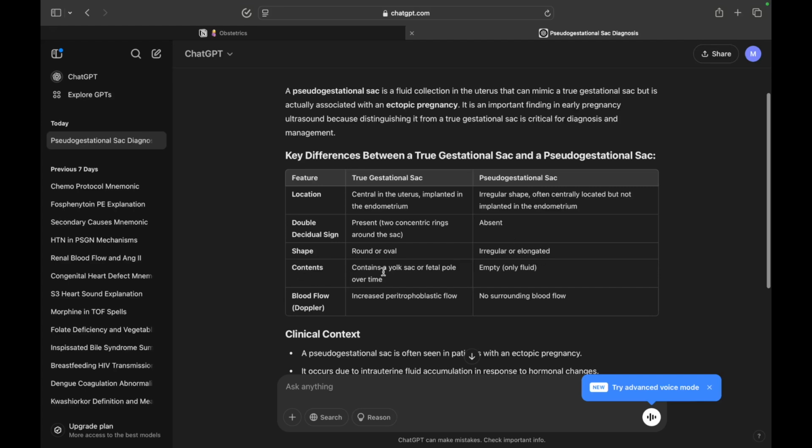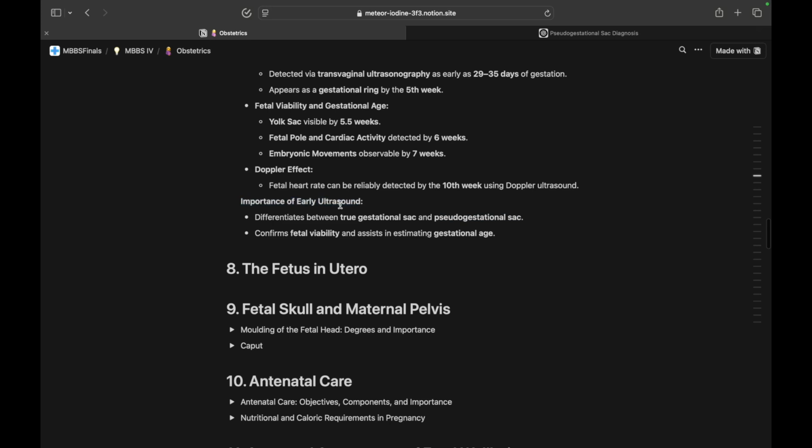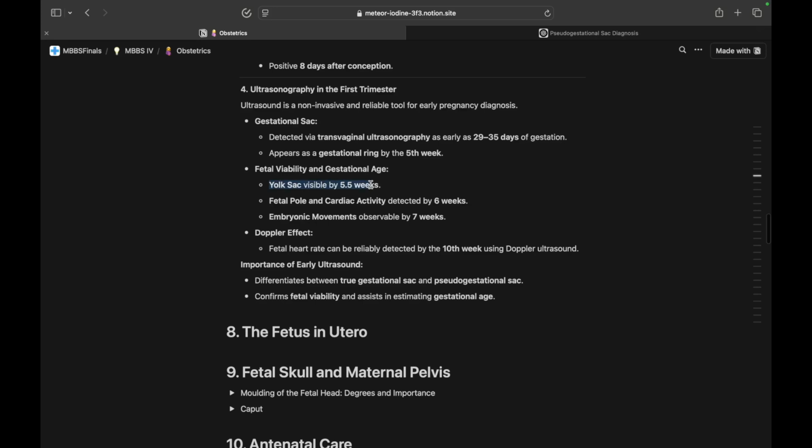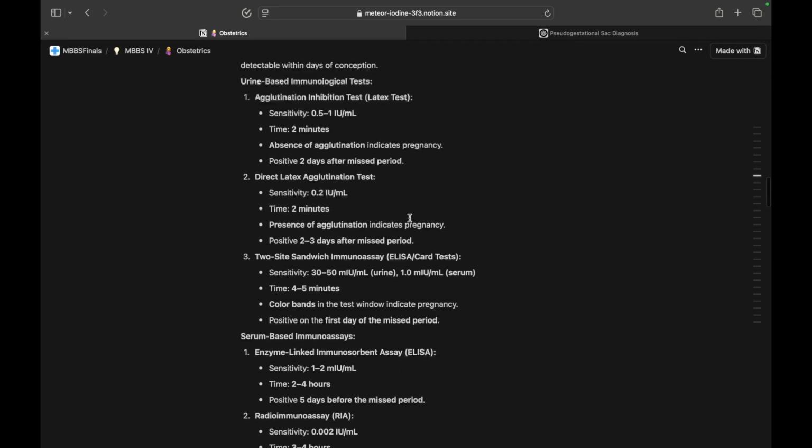Shape is irregular. Contents: it is totally empty, whereas a true gestational sac contains a yolk sac and fetal pole. And on blood flow using Doppler, there is no surrounding blood flow here, whereas here there is blood flow. So that is the importance of ultrasound, and it confirms fetal viability using these three things: yolk sac, fetal pole, cardiac activity by 6 weeks, and embryonic movements observable by the 7th week. So with that we get the gestational age.